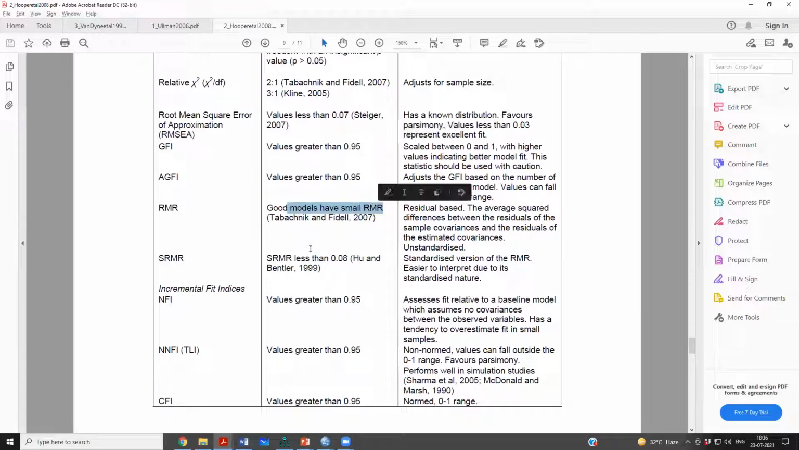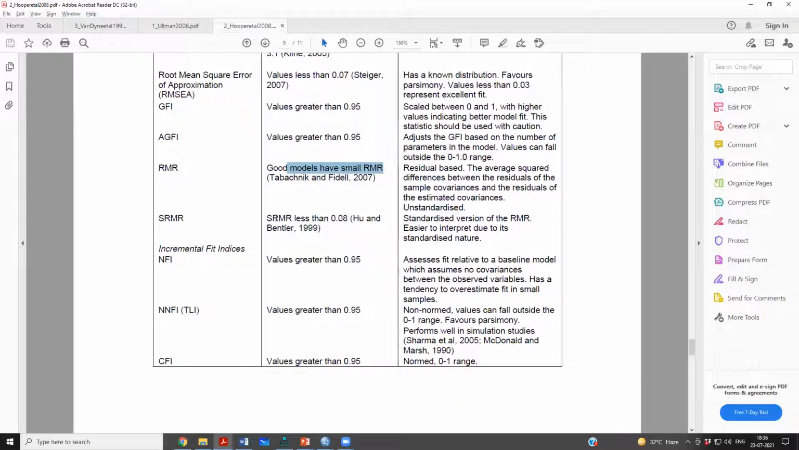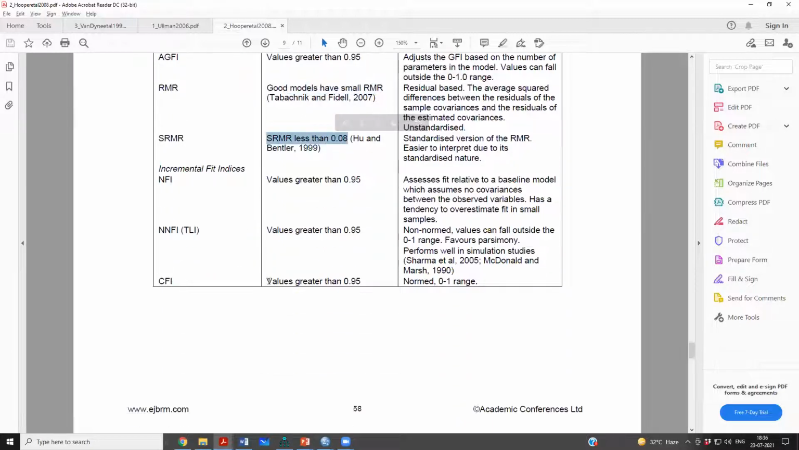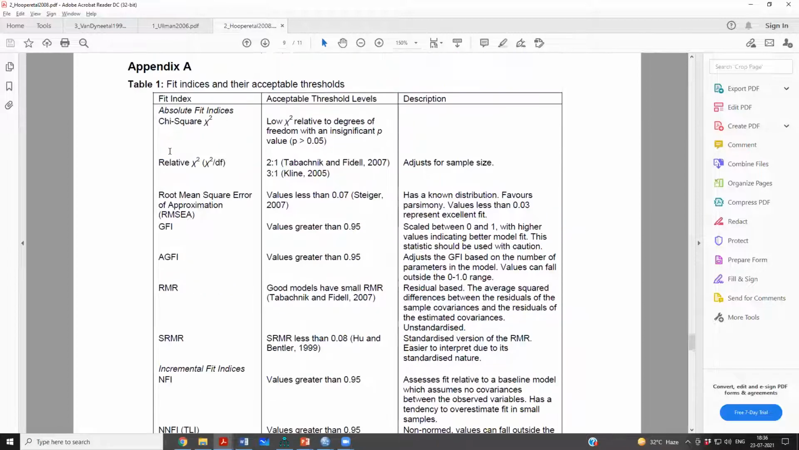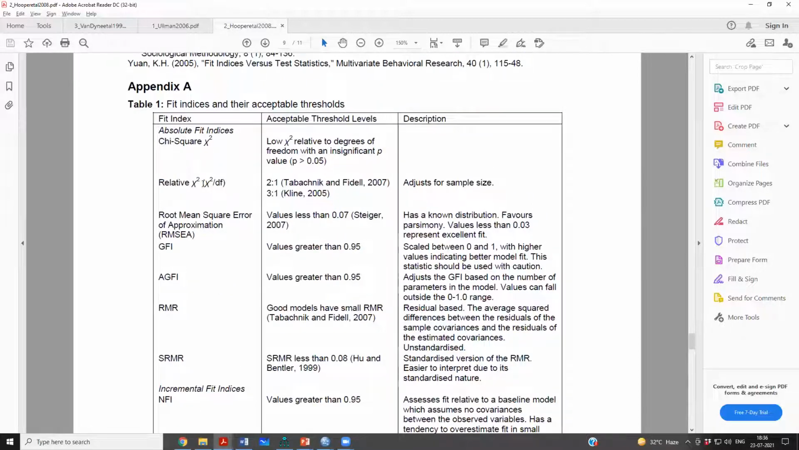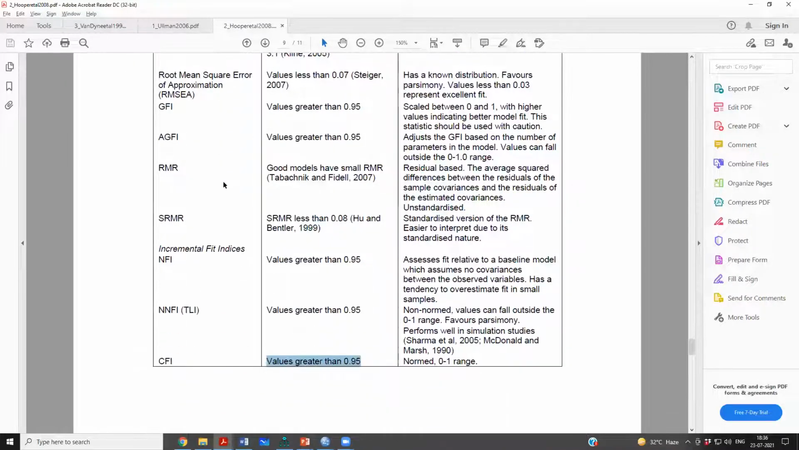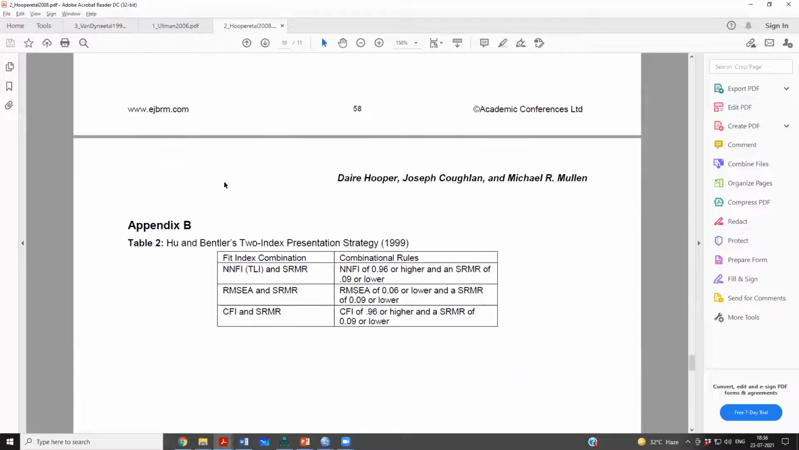RMR, good models have small RMR. SRMR, there are many fit indices, but usually if you look at these 4 or 5, that should be good enough: CFI, RMSEA, GFI, chi-square and relative chi-square. That should be good enough for your research papers.